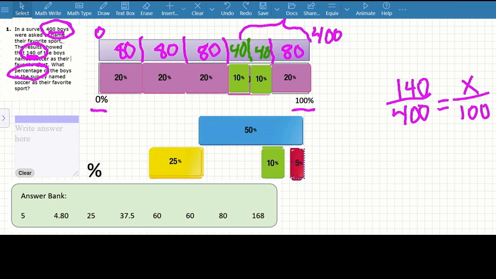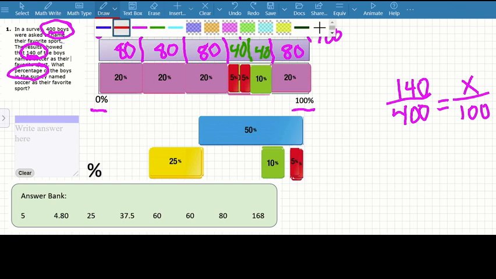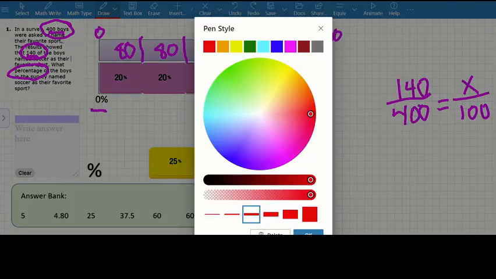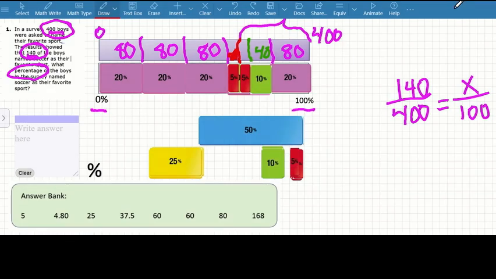Let's model that again. I take the 10% and divide it in half, which means I need to do the same for the section above. I'm going to change my colors again, to red so it matches, and scribble out that 40. If I take the 40 and divide it in half, each of these sections is now 20. That's not very clear, so let's give it another shot. I'm going to make that a little narrower. So I have 20 and 20.